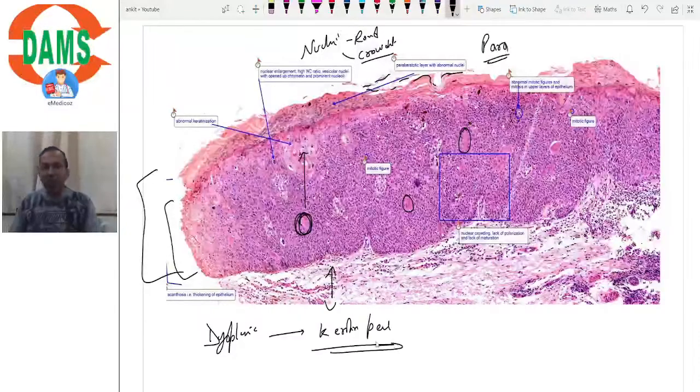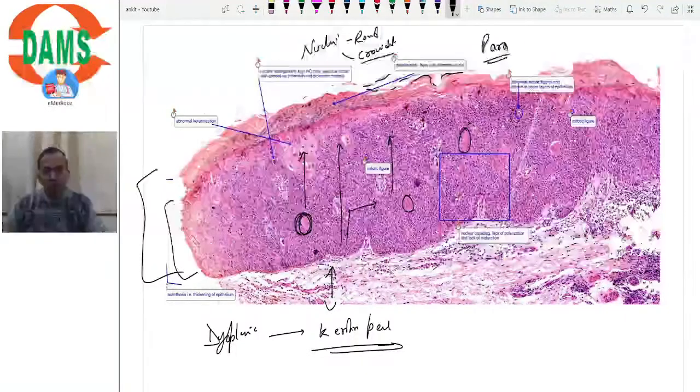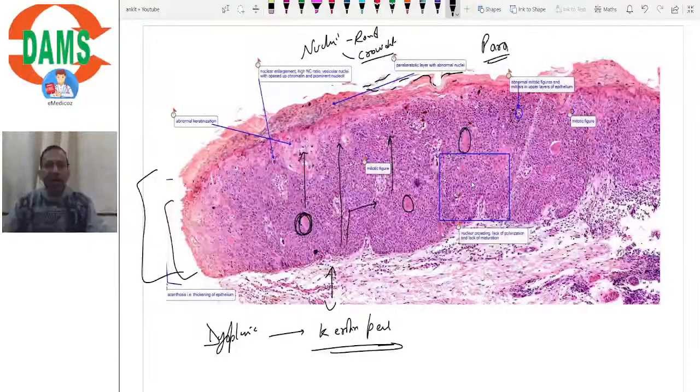So what is keratin pearl? It's nothing. When the cell starts to move upwards, let's say this is the basal cell, normally it should move upwards, isn't it? From stratum basale towards the stratum corneum. But what happens in dysplasia is that the cell loses its path. So while it is going up, it might change its path and move horizontally within the epithelium. Instead of moving outwards with maturation, it moves laterally as it matures.